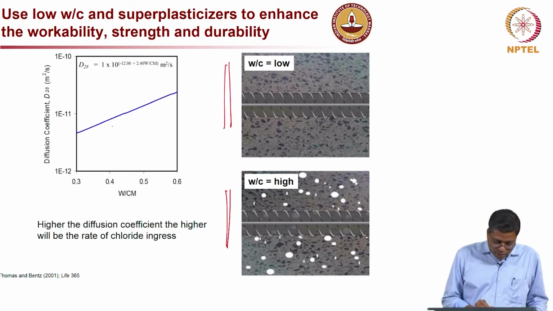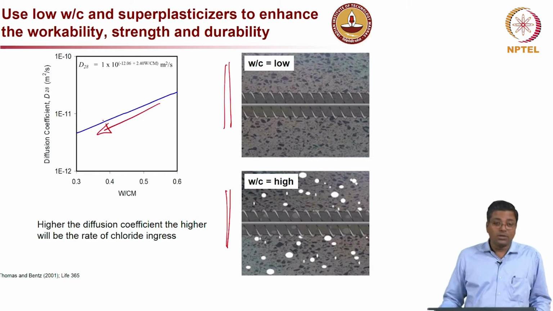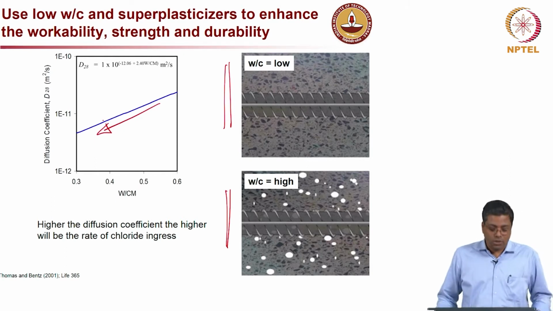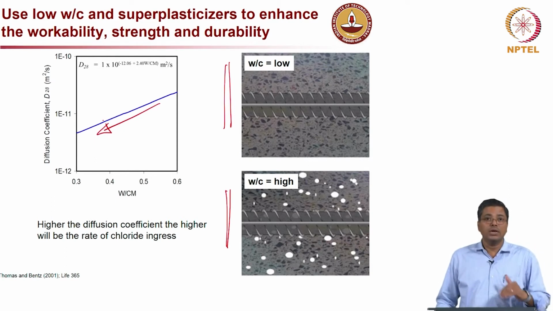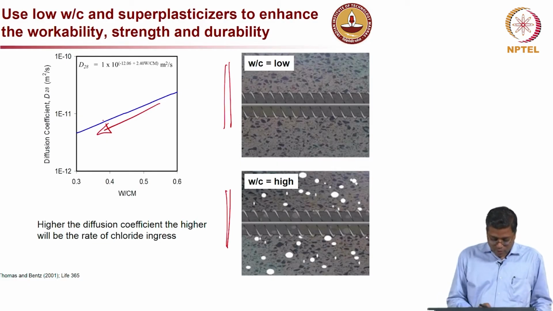So, the point here is that when you have a lower water binder ratio, the rate of diffusion or ingress of various chemicals into the concrete is going to be less. You can see that on this graph.